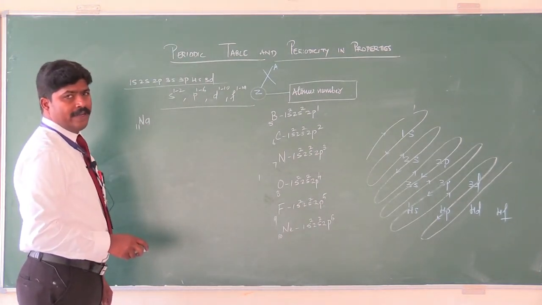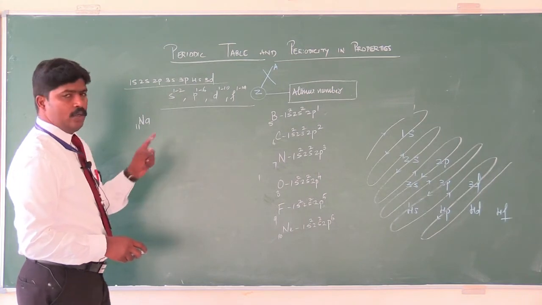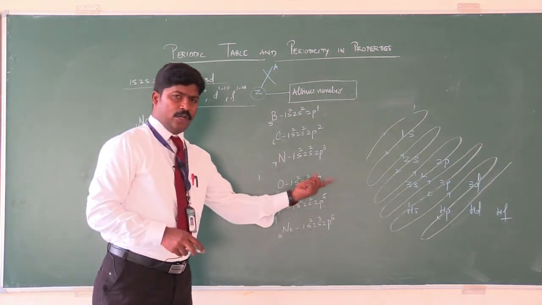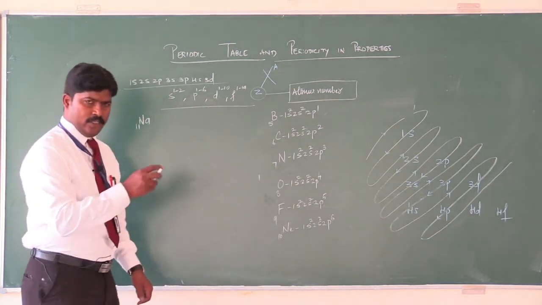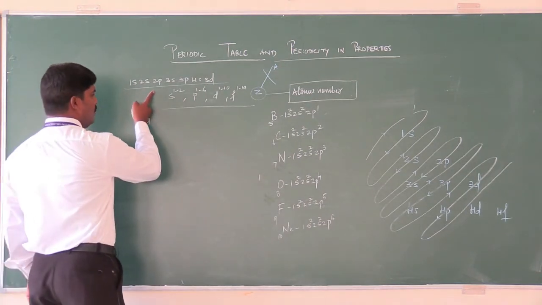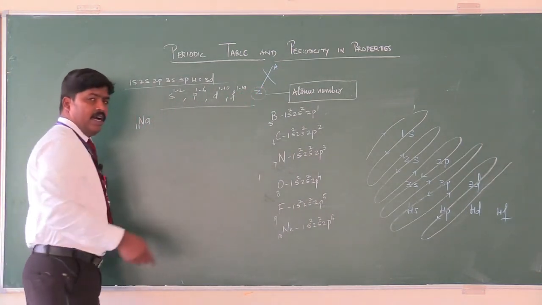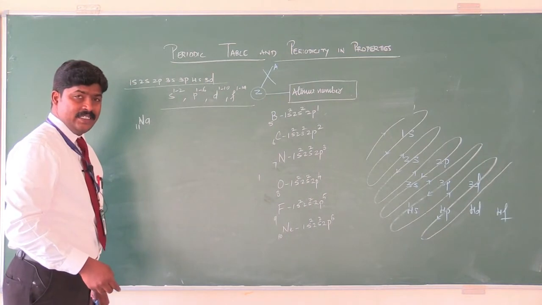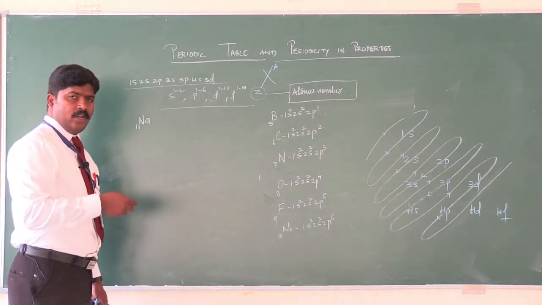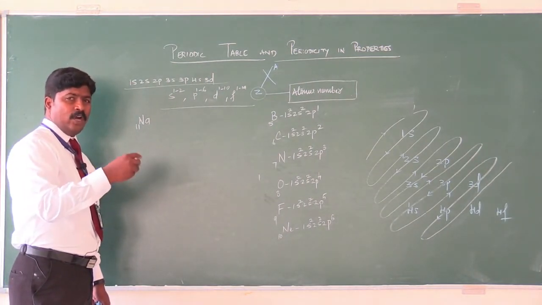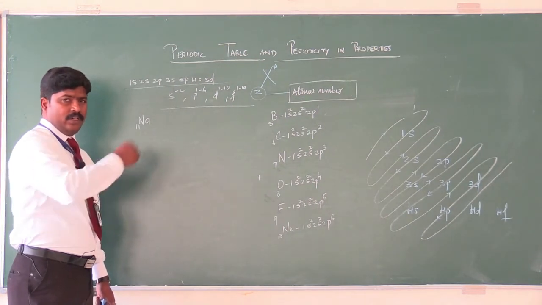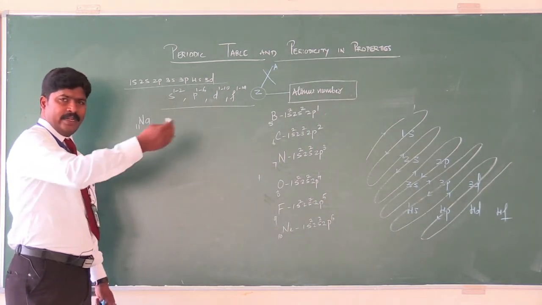So I told you, focus on the atomic number, follow the Aufbau principle, follow the Aufbau energy level diagram, follow the order by seeing the Aufbau energy level diagram, keeping in your mind the number of electrons to be added in each subshell: s not more than 2, p not more than 6, d not more than 10, f not more than 14. Starts with 1 and ends with 14.